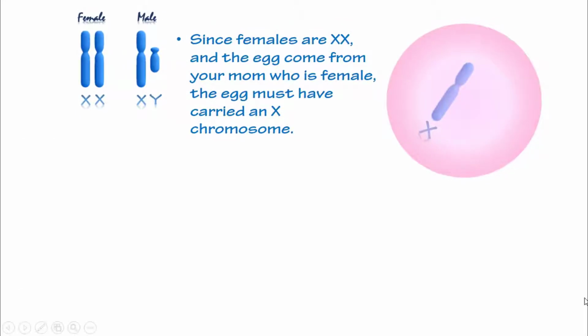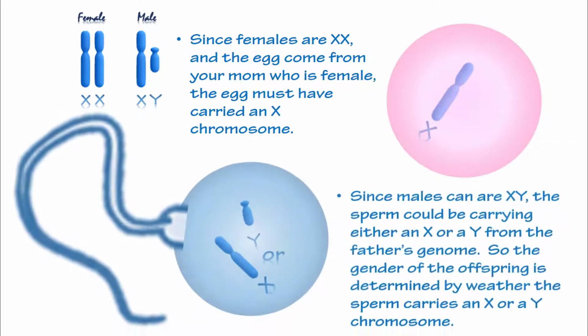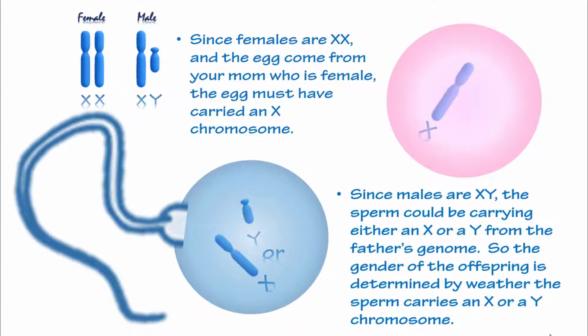Since females carry two X chromosomes, and the egg comes from your mother, who is female, the egg must have carried an X chromosome. Since males are XY, the sperm could be carrying either an X or a Y from the father's genome. So the gender of the offspring is determined by whether the sperm carries an X or a Y chromosome.